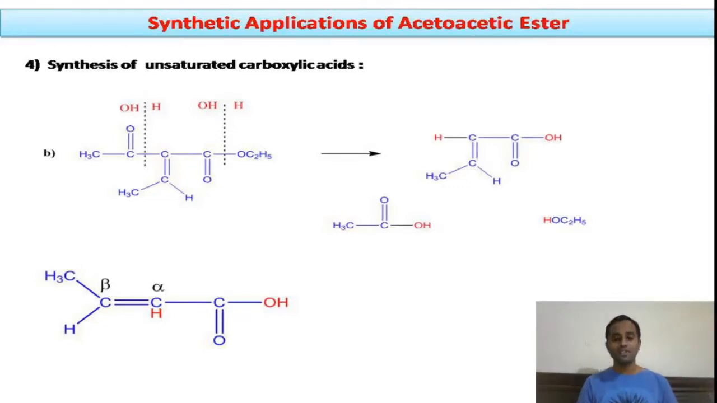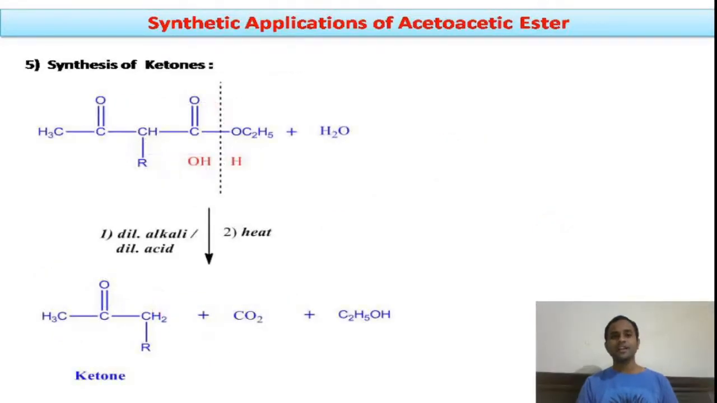Here, if we replace the methyl group with the phenyl group, that is called cinnamic acid, right? Those are common names. If methyl group is there, then it is called crotonic acid. If phenyl group is there, it is called cinnamic acid. Right? Coming to the synthesis of ketones.